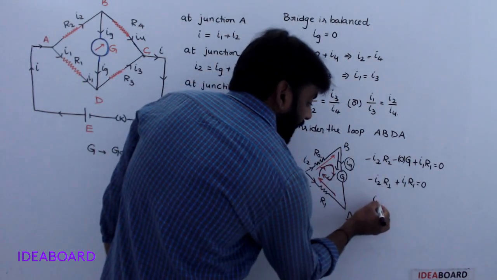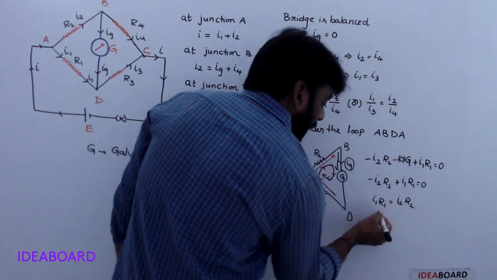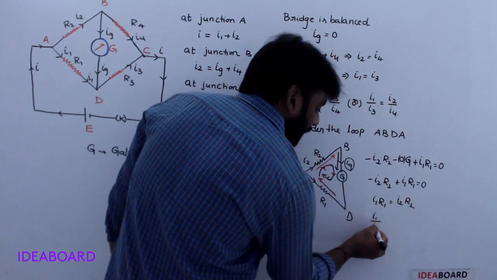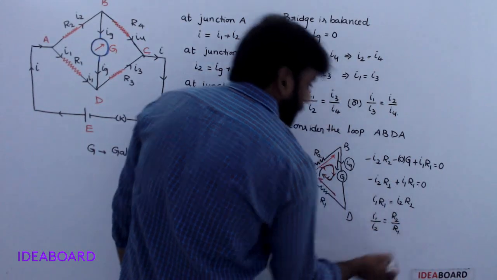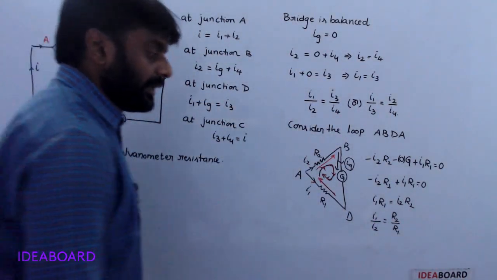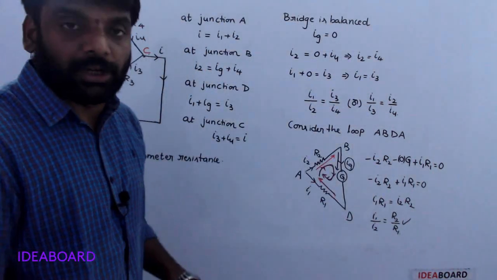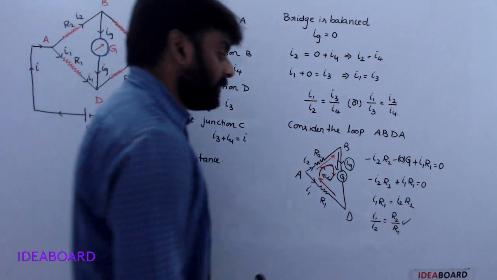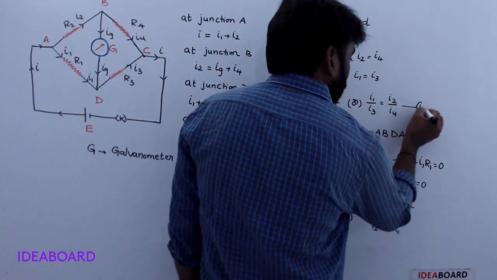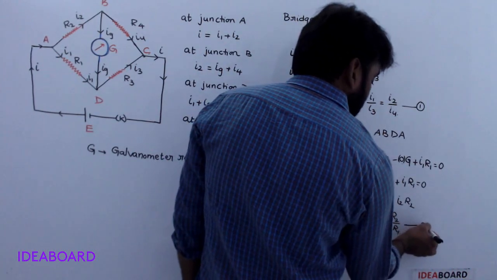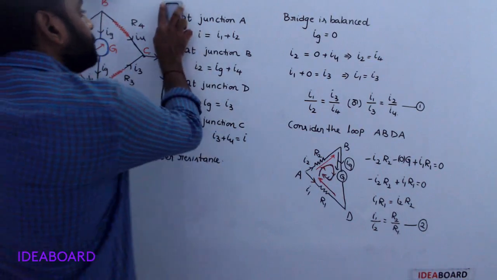It will write as I1 R1 is equal to I2 R2. I2 is taken this side, so I1 by I2 is equal to R2 by R1. So this is equation number 1, and this is equation number 2. Understood? Okay.